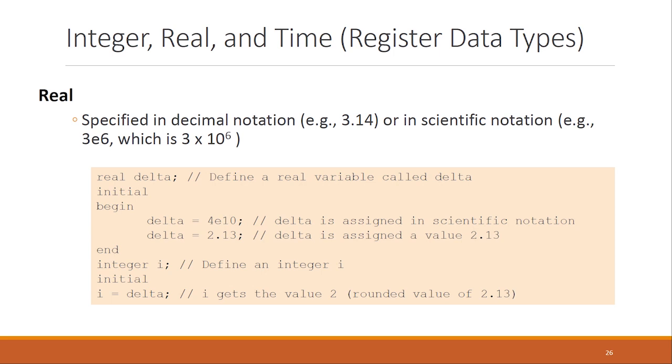And then we also have declared a variable of integer data type, and we are making integer I equal to delta at the end. With this I will get the value 2, because a variable of type integer can hold only integers, so it will be rounded off to 2. 2.13 will be rounded off to 2.